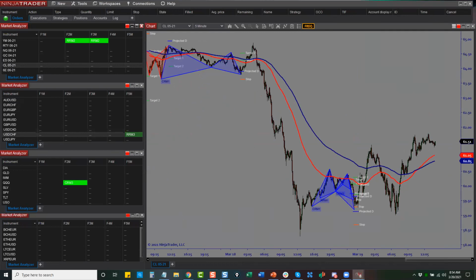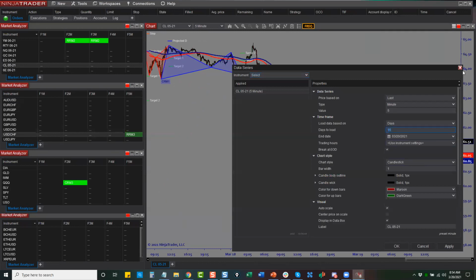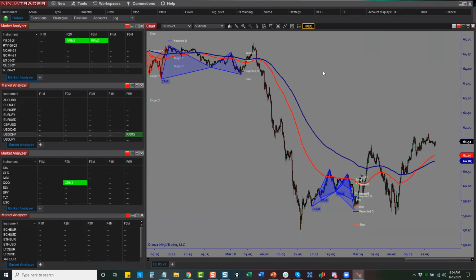Ed, you don't really need to have more days back. I have like 15 days, not even. You could load 5 days because it's not loading tick data. It's loading minute data. It's not an issue.